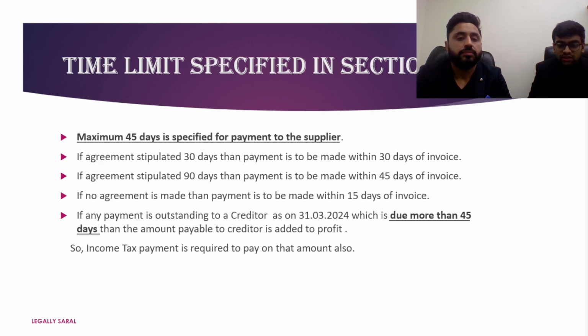If you exceed the maximum time limit of 45 days and make an agreement that you will pay your supplier within 90 days, then your agreement has no value because you still have to make the payment within 45 days. In case no agreement is made, then as per Section 15 of the MSME Act, you have to make the payment before the appointed date, which is 15 days of issuance of invoice.